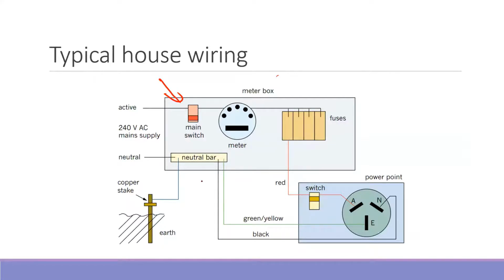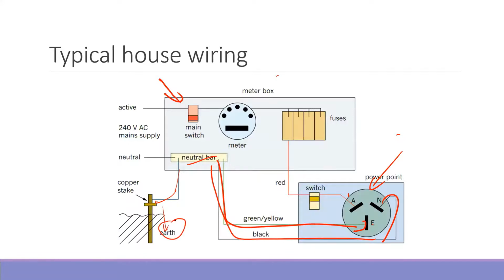That can go through into your switch in your house. You've got 3 ports: the active port, the neutral port, and earth. Sometimes the neutral port and earth both go back to this neutral bar. That neutral bar is then connected to a stake. That stake goes straight into the ground.